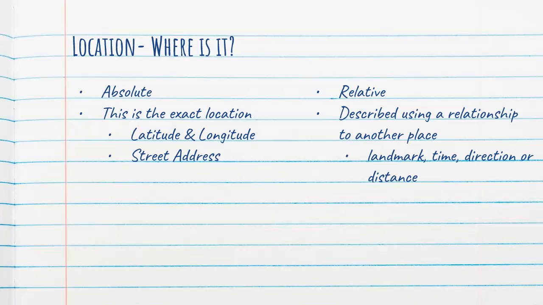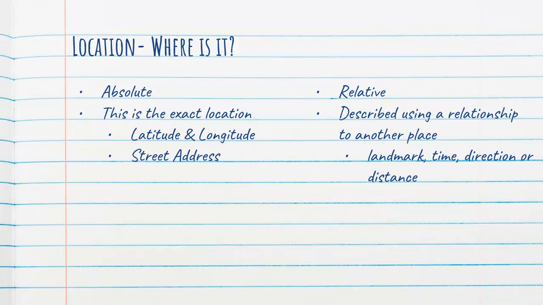I may give time. I might say, you're going to go down Main Street for about 5 minutes. At the McDonald's, turn left. My house is on the right. I might give direction. You're going to go down Main Street going north, and when you see the McDonald's, turn left and my house is on the right. I might give distance. You're going to go down Main Street about half a mile. You'll see the McDonald's, turn left, my house is on the right. So it's giving that location based on something else.